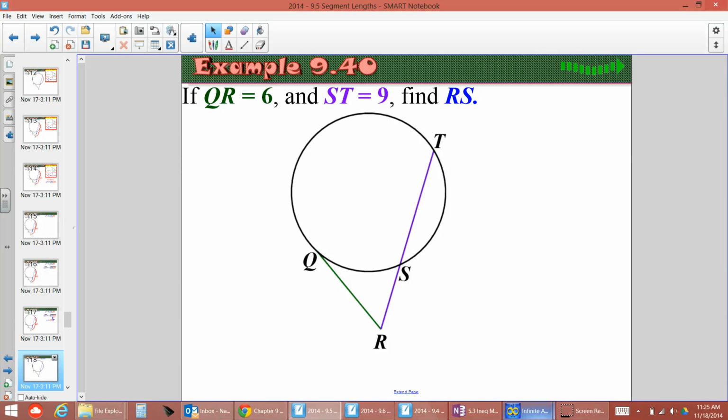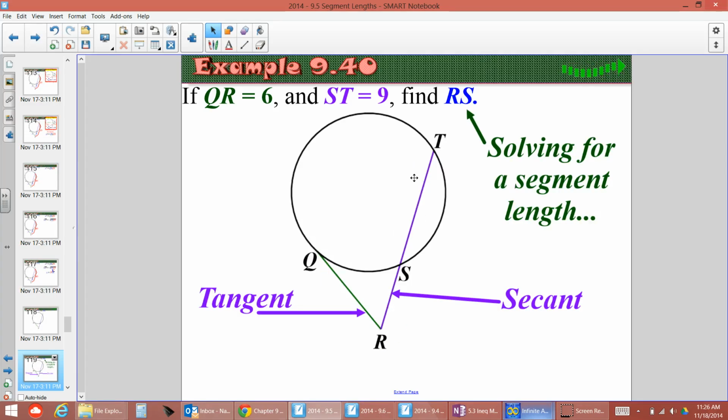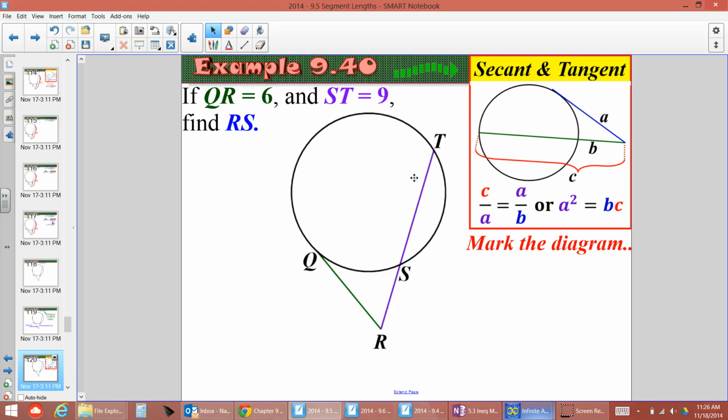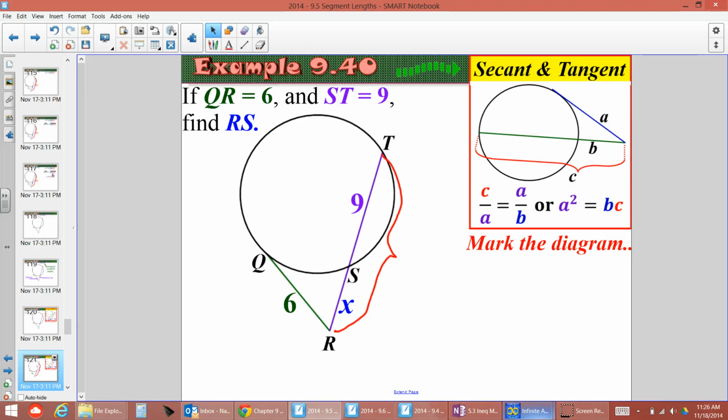Example 9.40, I'm going fast. If you've got to pause, rewind, that's fine. This is for your extra credit, additional knowledge. Again, I have a tangent and a secant. This time, though, I say ST equals 9. So when that happens, I've got to find out what this value is.